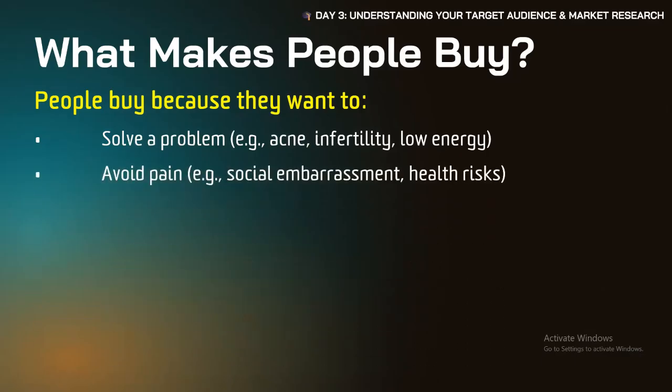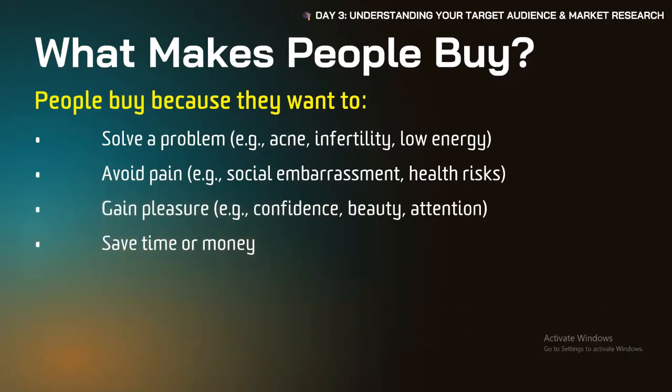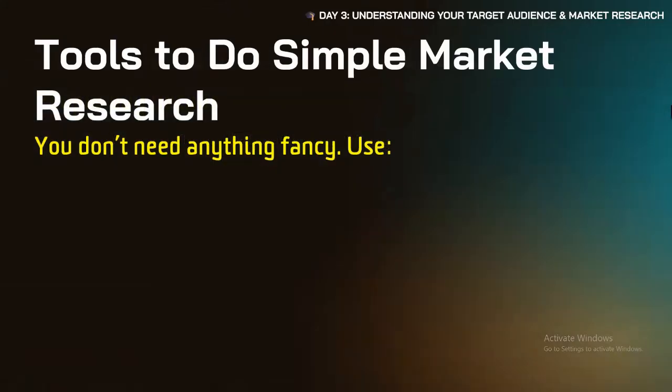Two, avoid pains. People buy because they want to avoid pains, like social embarrassment, health risk. Gain pleasure, like confidence, beauty, attention, and also they want to save time or money. So these are the benefits. And let's look at the features. You sell benefits and not the features. Most times we focus more on the features, not the benefits. That's why I always tell people, when you pick a particular product, talk more on the benefits of that product, because that is when it's going to get the attention of whoever actually needs the product.